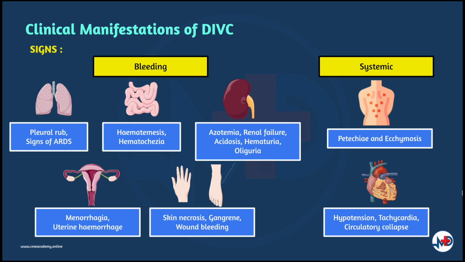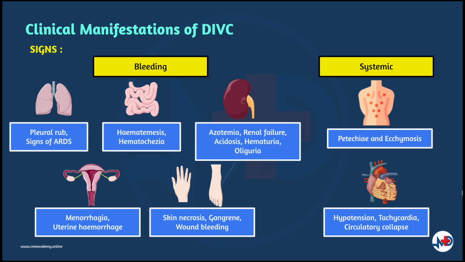For local signs, patients can have bleeding into serous cavities, respiratory signs such as pleural friction rub, and signs of ARDS, gastrointestinal signs such as hematemesis and hematochezia, genitourinary signs such as azotemia, renal failure, acidosis, hematuria, oliguria, menorrhagia, and uterine hemorrhage. Dermatological signs include skin necrosis, gangrene, and wound bleeding.